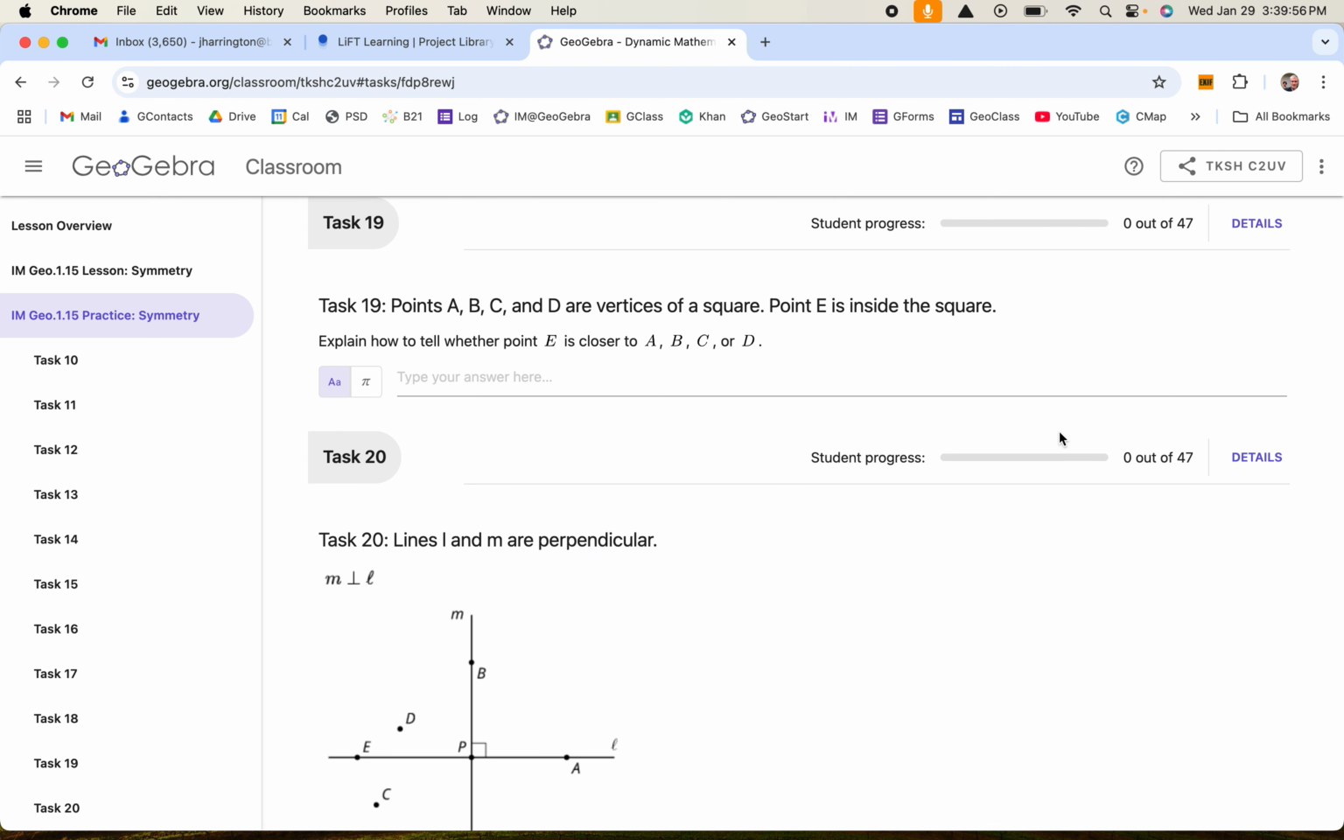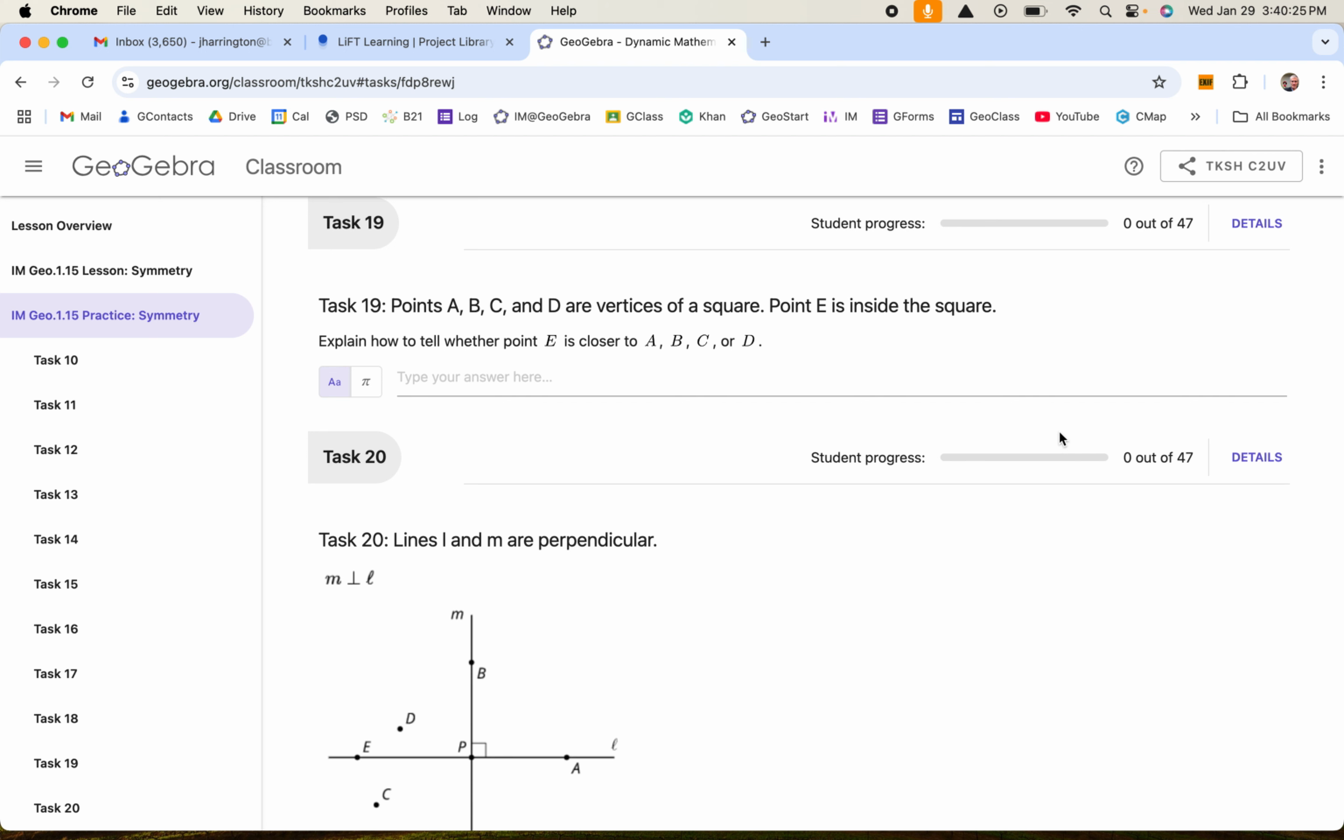Task 19. Points A, B, C, and D are vertices, corners, of a square. Point E is inside the square. It doesn't say where inside the square. It just says that it's inside the square somewhere. Okay. So, explain how to tell whether point E is closer to A, B, C, or D.